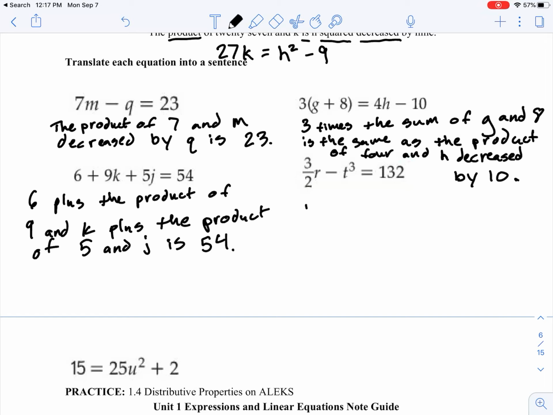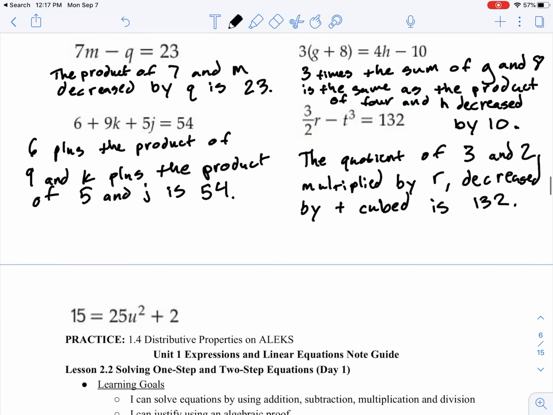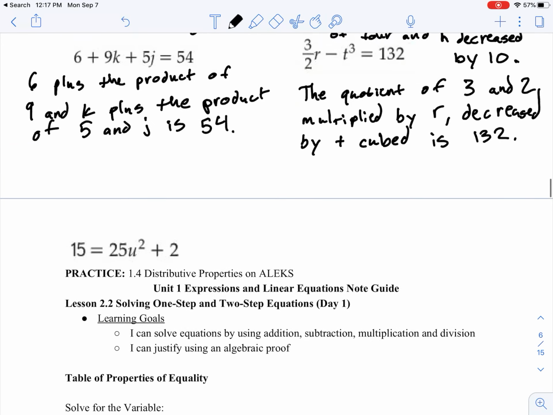Next one. The quotient of 3 and 2 multiplied by r decreased by t cubed is 132, is how I would write that one out. Again, there are multiple ways to write all of these.